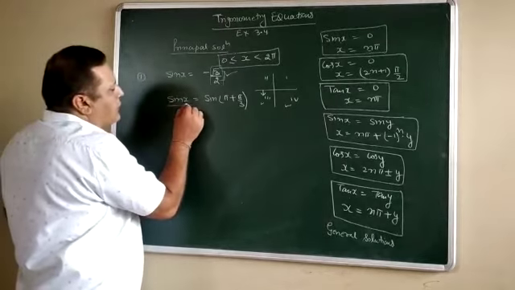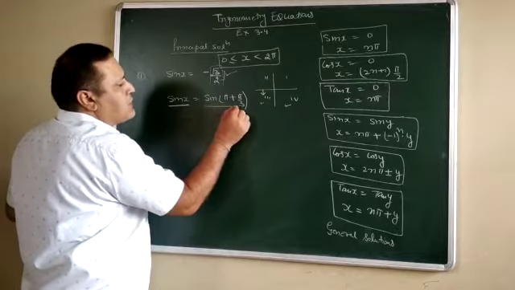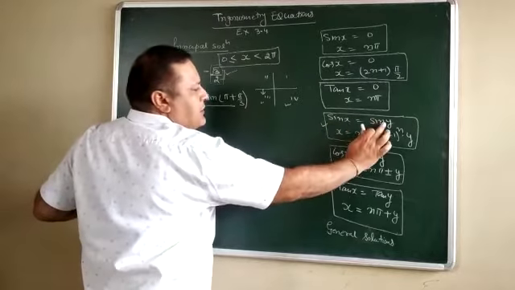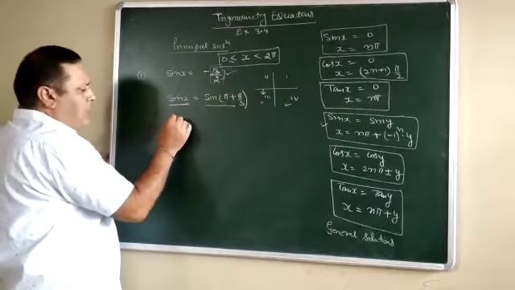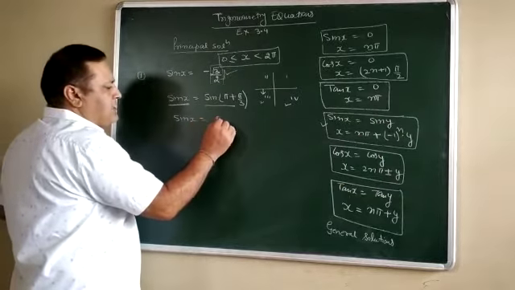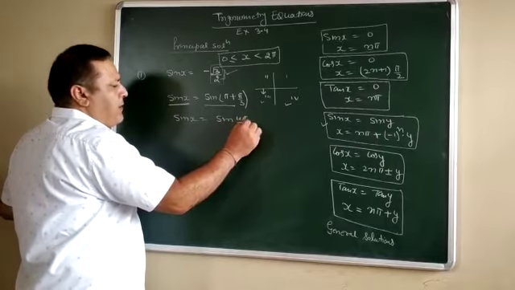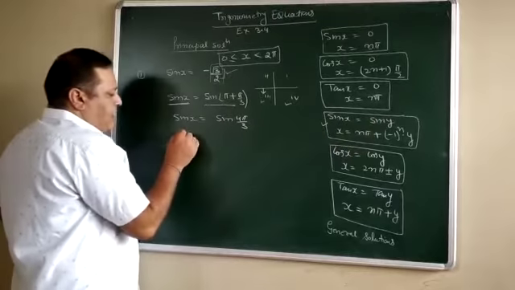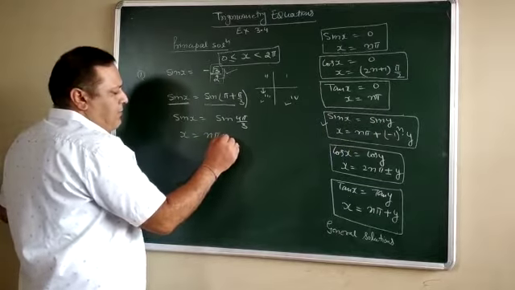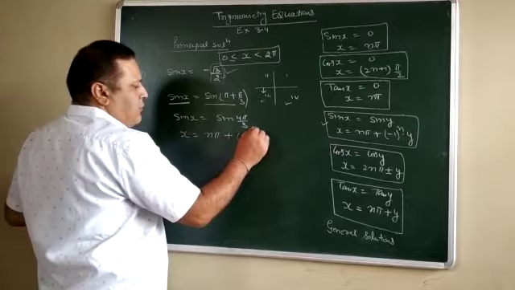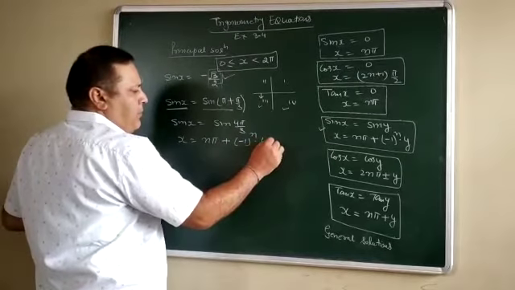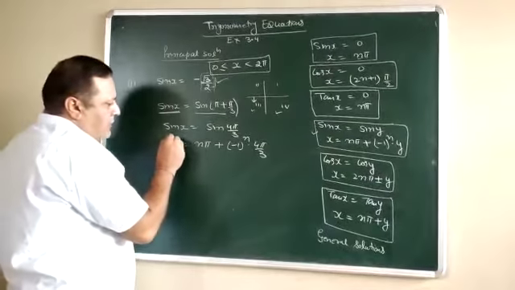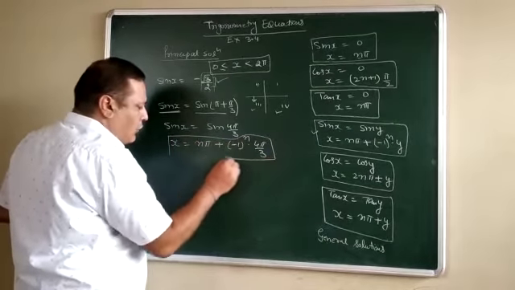If you observe your answer, sin x is equal to sin of this one, so it belongs to the category sin x equals sin y. Or I can write sin x is equal to sin of 4 pi by 3 by taking the LCM. So according to this category, x is equal to n pi plus (minus 1) to the power n into 4 pi by 3, the value of y. This solution is called the general solution.